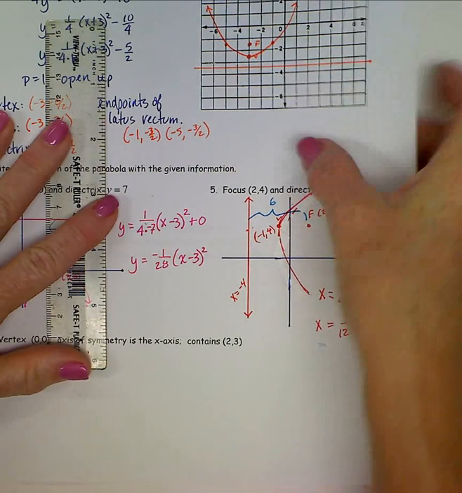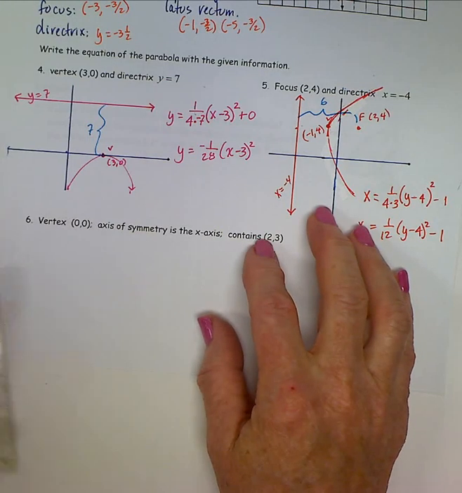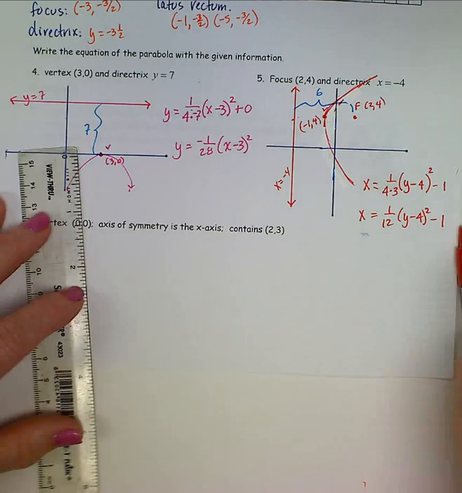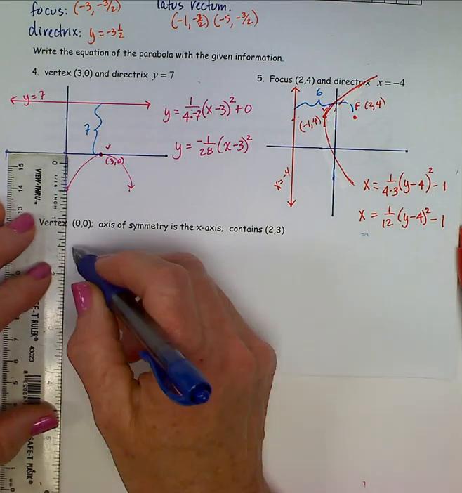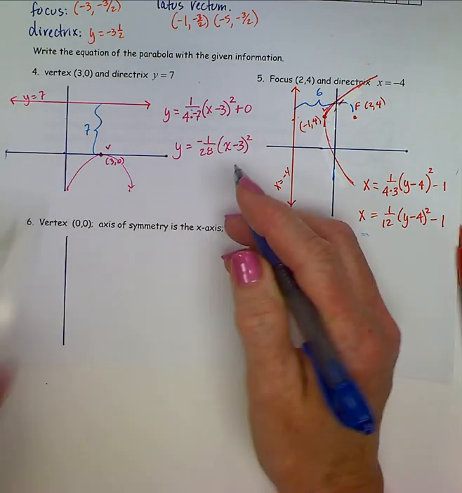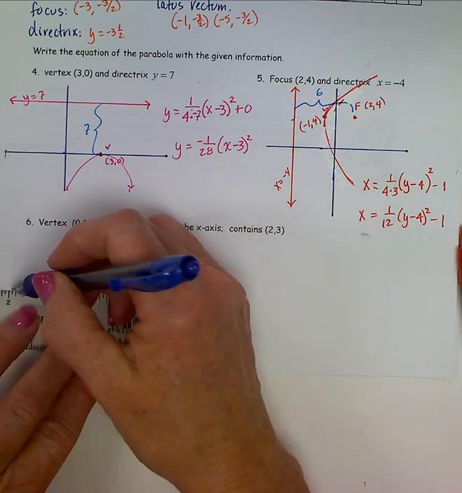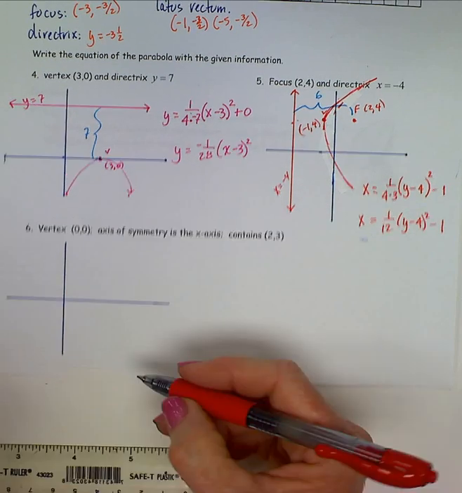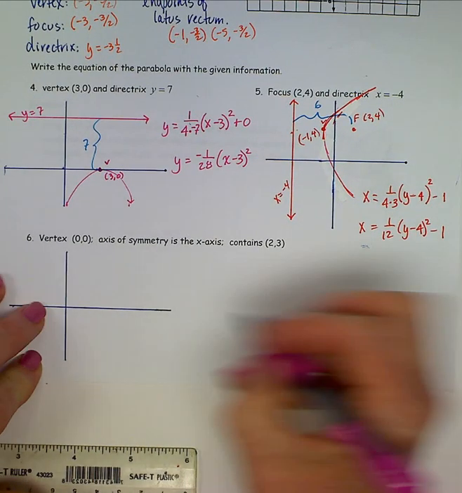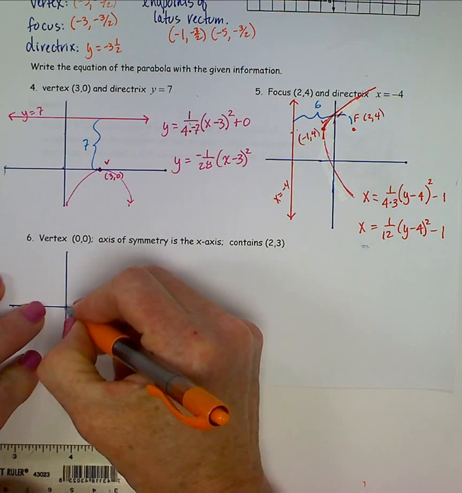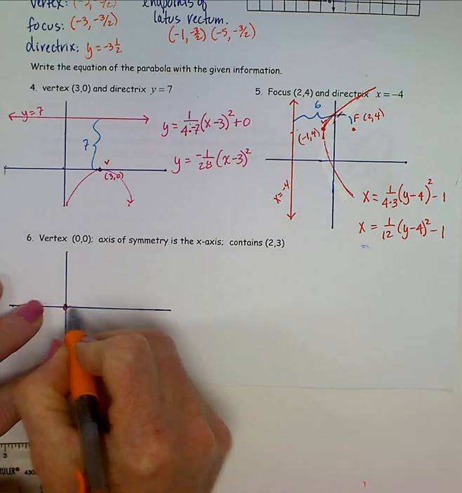Alright, look at this next one. Vertex is at 0, 0. Ooh, right off the bat, that's nice. Vertex at 0, 0. Line of symmetry is the x-axis.